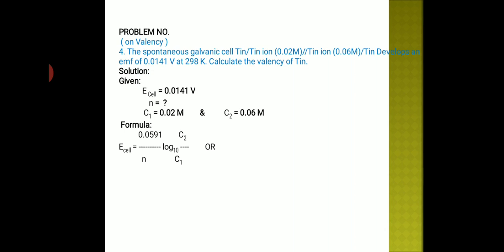Before substitution, rearrangement. We want to find out n, so I wrote the formula like this: n is equal to 0.0591 upon E cell times log to the base 10 of C2 upon C1. Next step is substitution: 0.0591 as it is divided by the E cell value we have, that is 0.0141 volts, then log to the base 10 of 0.06 upon 0.02.